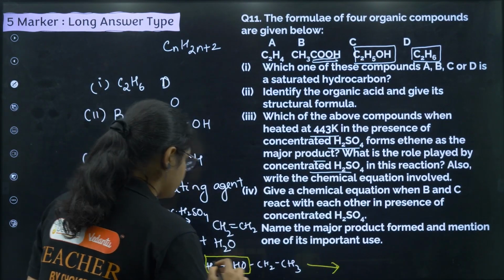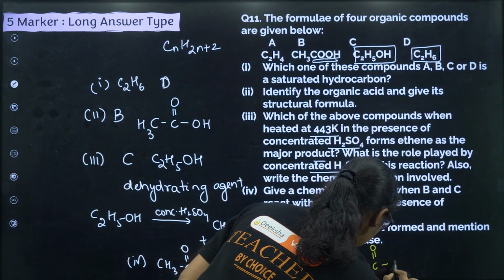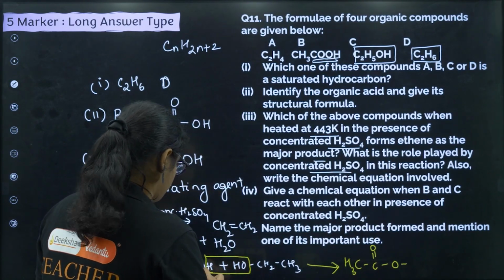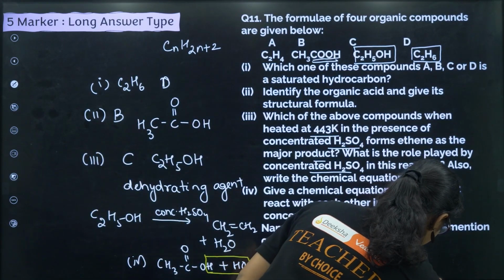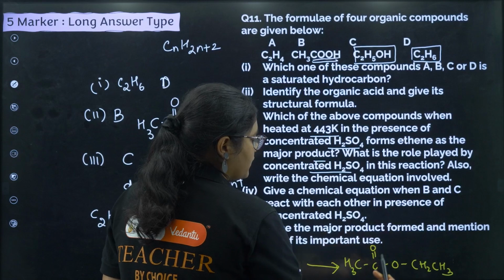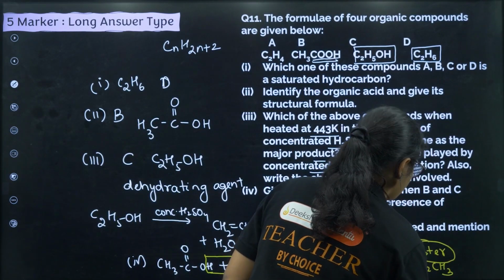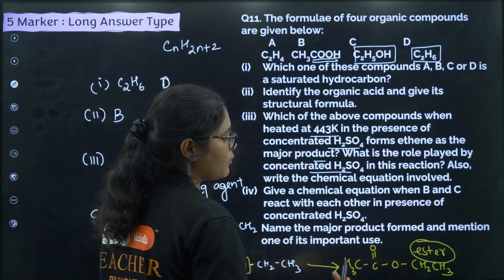Okay, so we will get CH3COOCH2CH3. Now name the major product formed. The major product formed is called an ester. Mention one of its important uses.